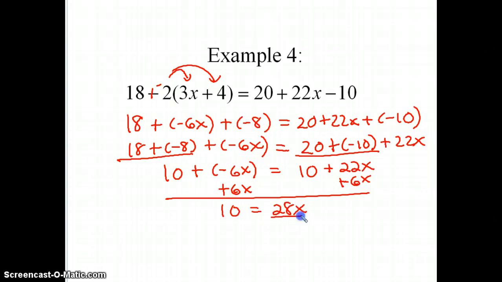Alright, dividing both sides by 28, I end up with x is equal to 10/28. Again, I have a fraction as an answer, and I can simplify that answer. I'm going to divide both. The greatest common factor is 2 on both, so I end up with 5/14 for my final answer.